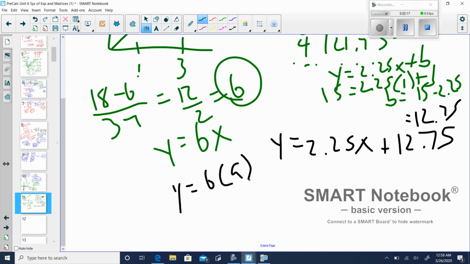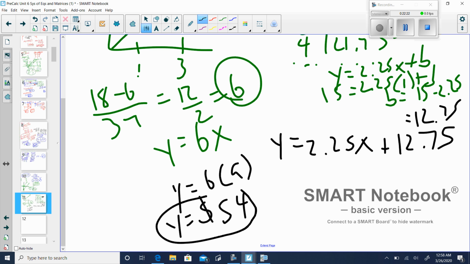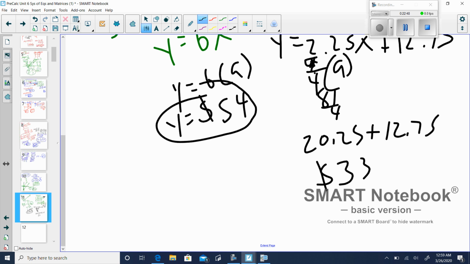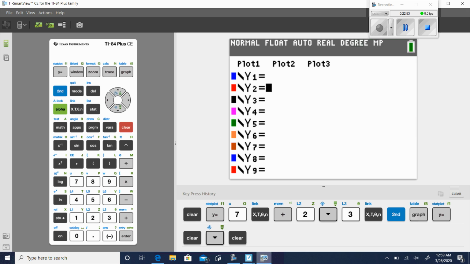Now we want to know what's better for 9 hours. Well, 9 times 6 is going to cost us $54 if we use Water's Edge. What about Ryan's rafts? So 225, I can write that as a fraction. It's 9 over 4, so 2 1/4. If I multiply that by 9, I get 81/4, which is 2025, plus 1275. Wow, that's a lot cheaper.